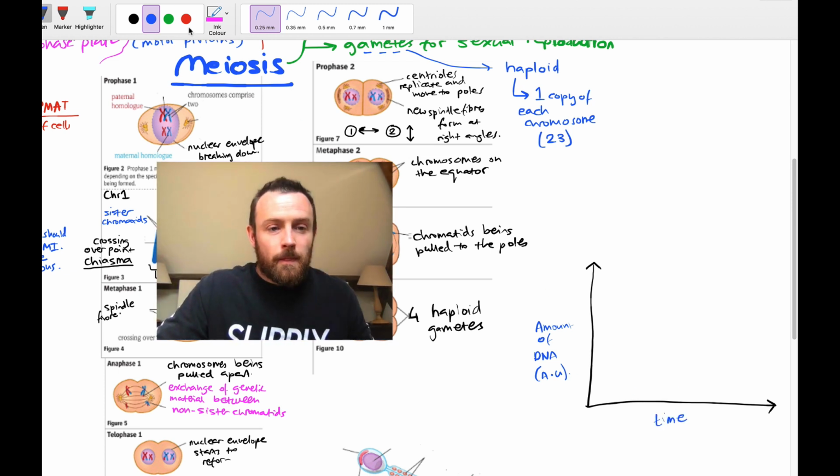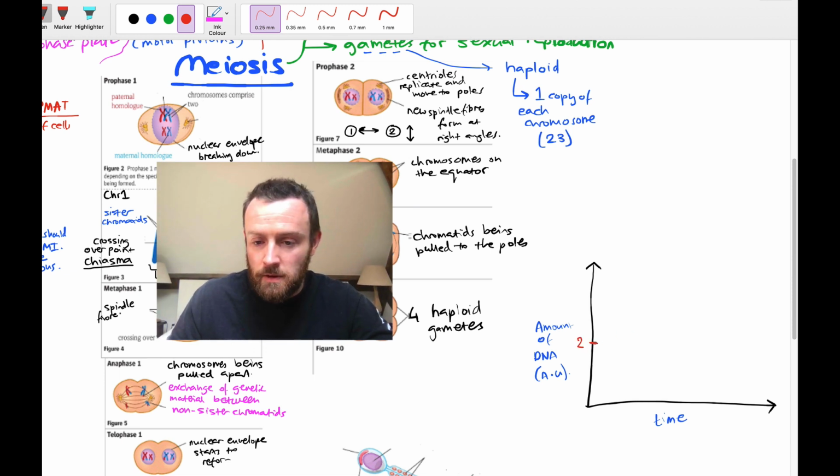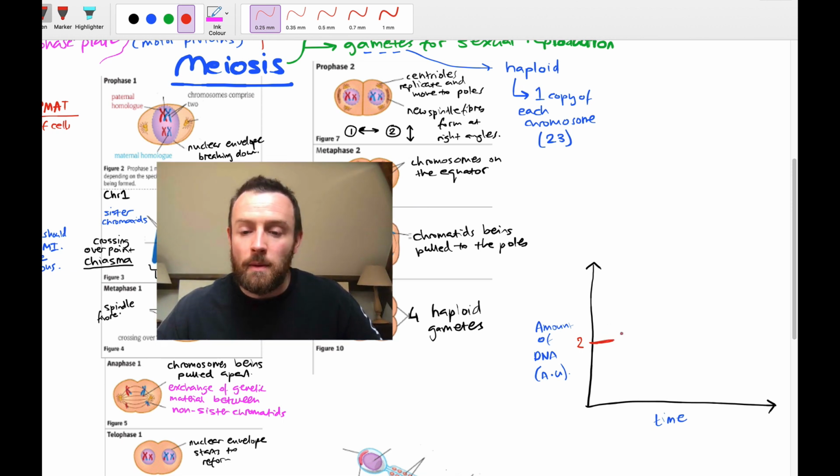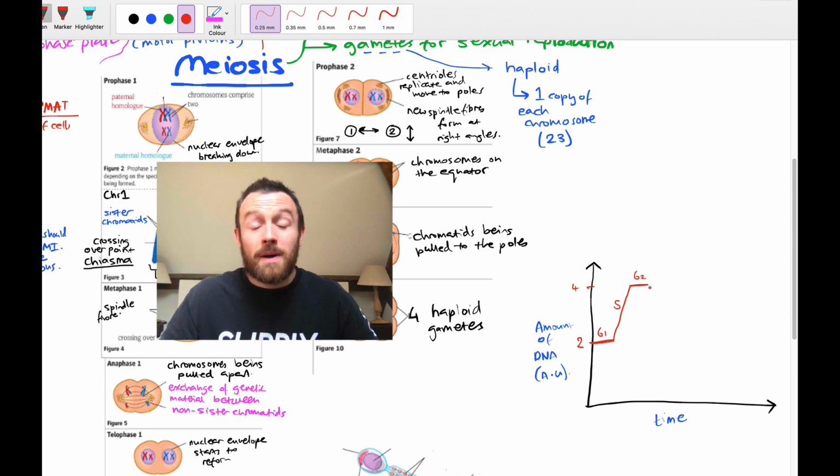Okay, so cells in mammals, diploid cells, they start out with an amount of DNA as 2. That's because there's 2 of each chromosome. We start out with 2. So now we're in a sort of G1 phase of the cell cycle, and then we enter S phase, and the DNA is copied until there's 4 sets of DNA. Okay, and then we go through. So I'm just going to label this. This would be S. This would be G1. This would be G2.